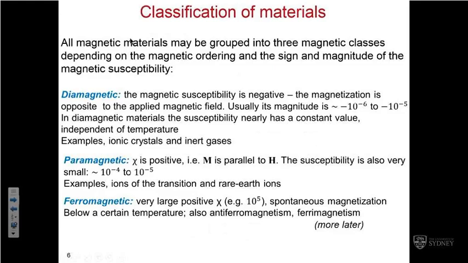So overall, let's just get an overall picture here. If we think of materials, we can divide them into three categories. We have diamagnetic materials, and in this case, the magnetic susceptibility is negative, and so the magnetization opposes that of the magnetic field. So that's its main characteristic. It's negative, and it has a very small magnitude of about minus 10 to the minus 6 to 10 to the minus 5. Okay? Some examples of that are ionic crystals or inert gases.